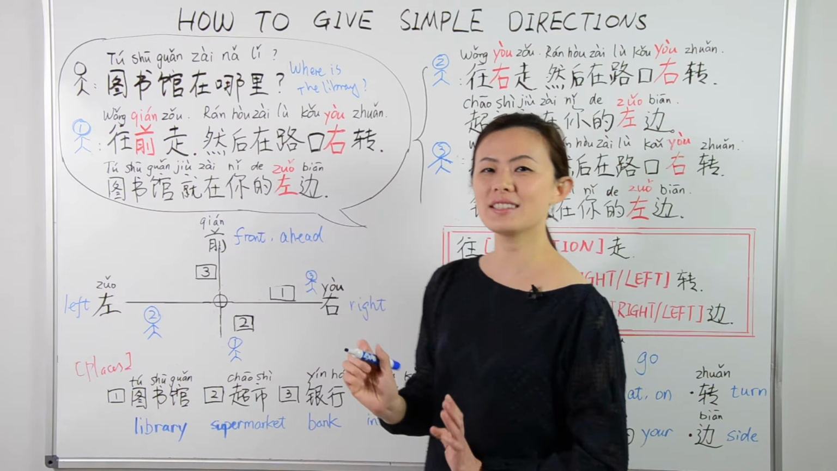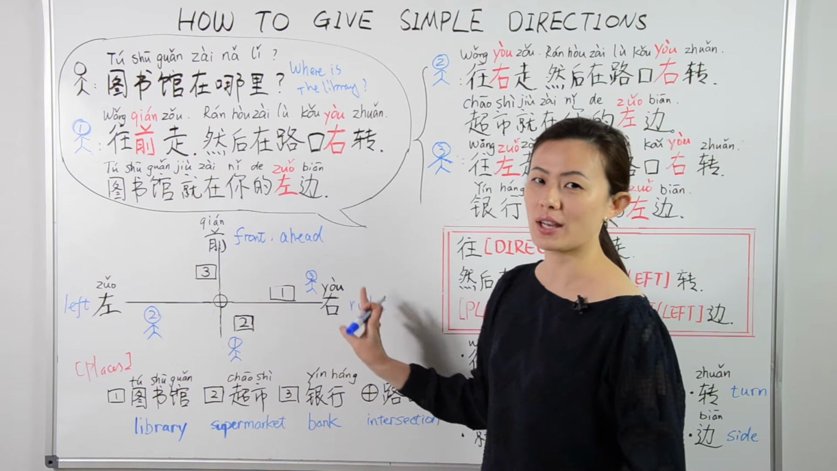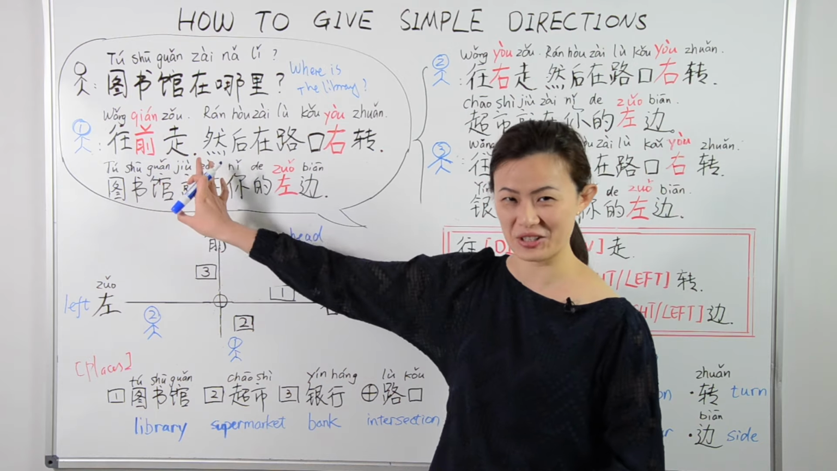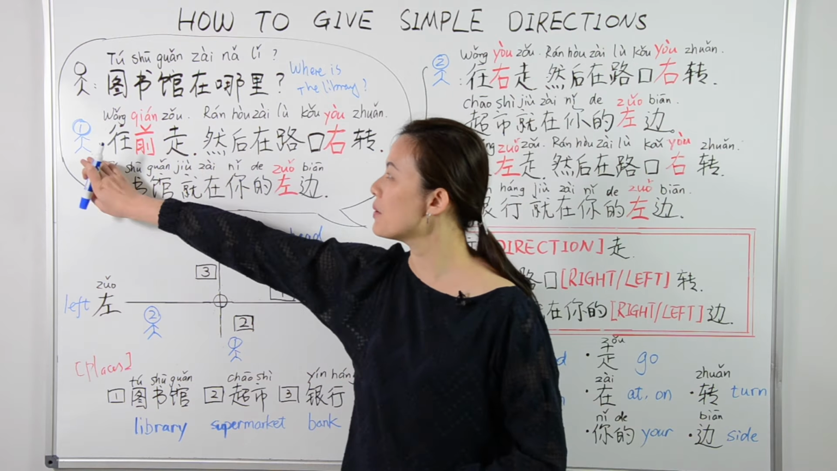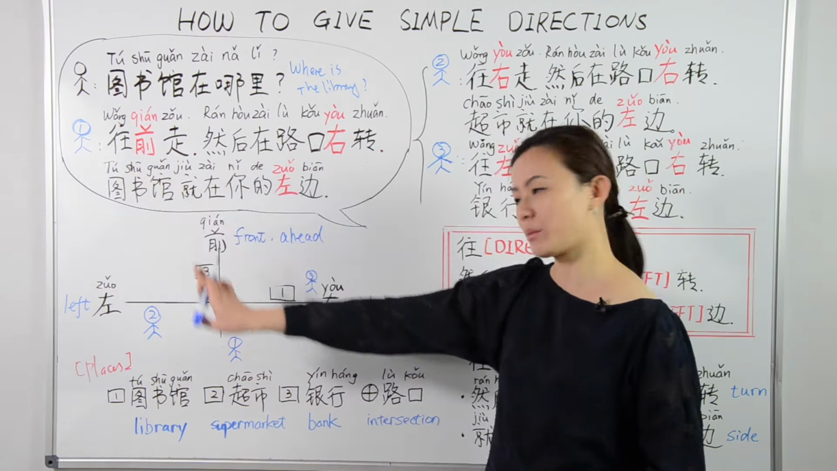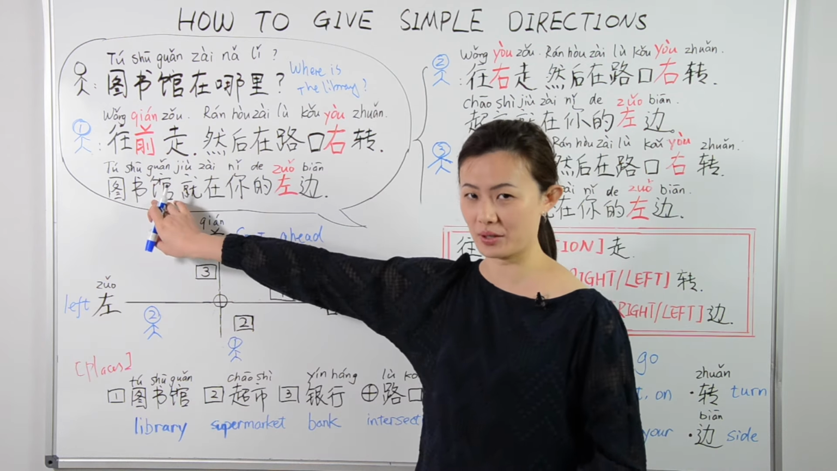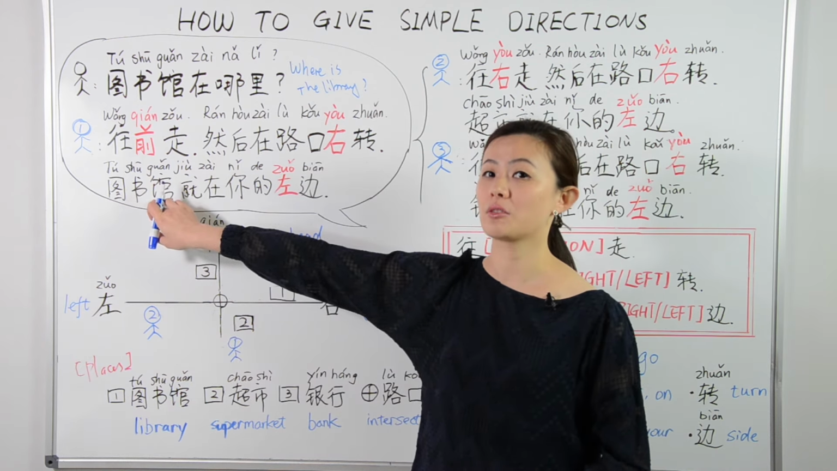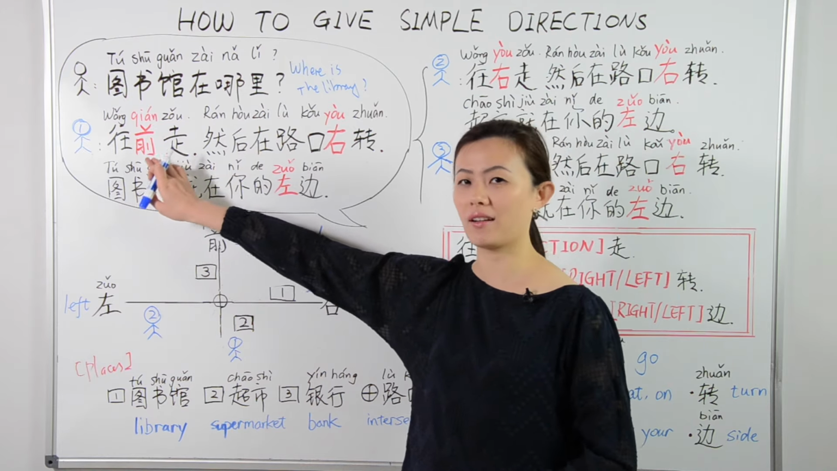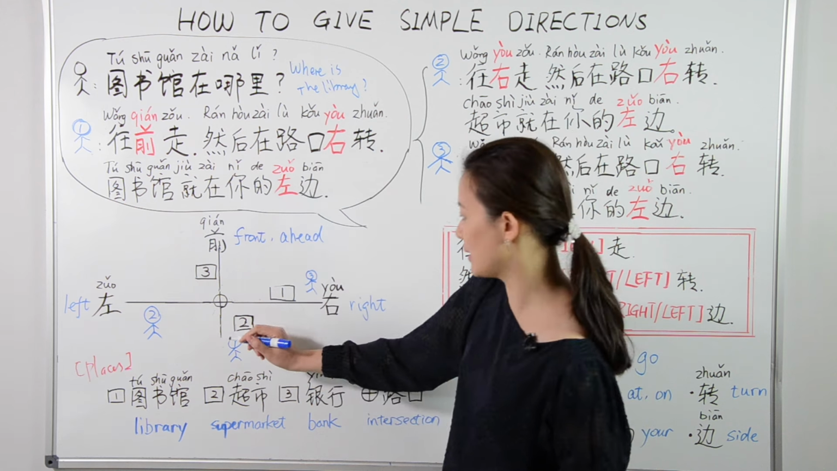Now let's suppose we're just walking on campus trying to find the library. So let's see if we can find it by following the directions. You are this person number one, matchstick man number one, and you're here. And you want to find the library. Now let's follow the directions. First step, 往前走. So it's in this direction.